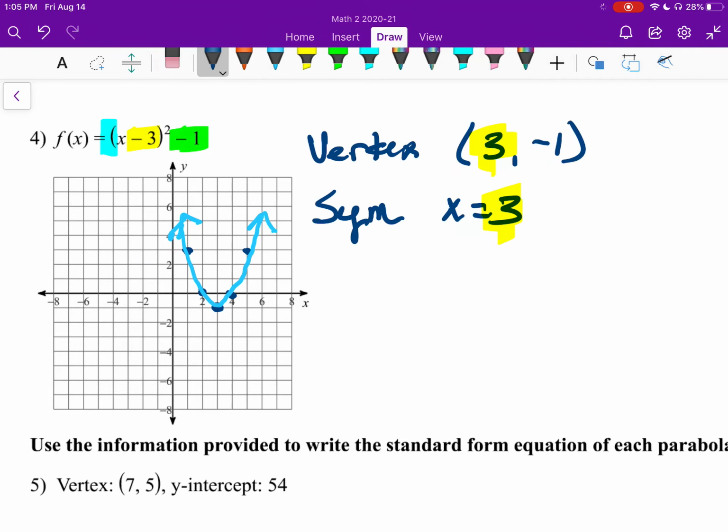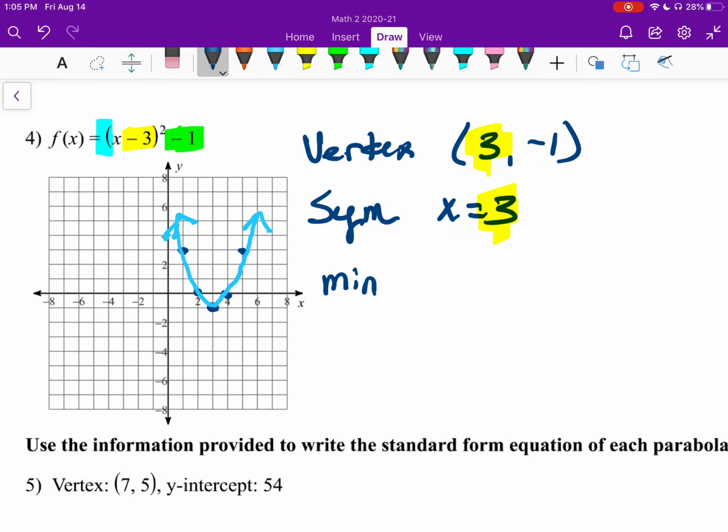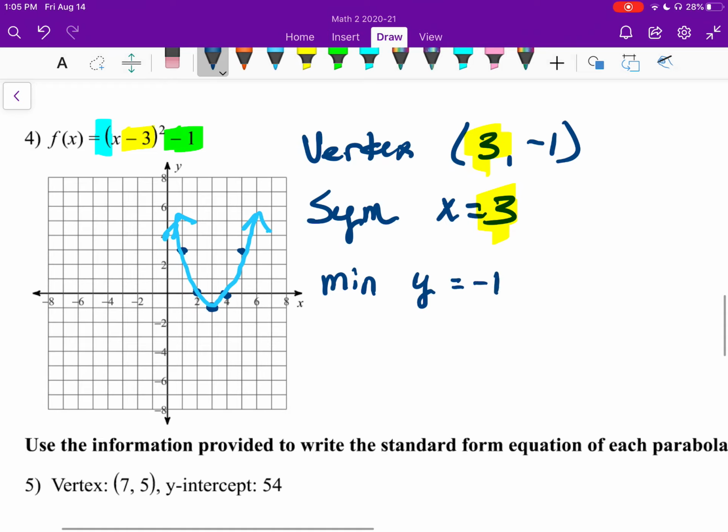Max or min? This one's going to have a min. It has a min because it has a bottom, like the bottom of a cup. So I'm going to say, well, that is y equals negative 1.